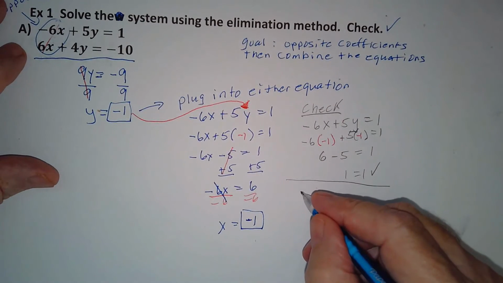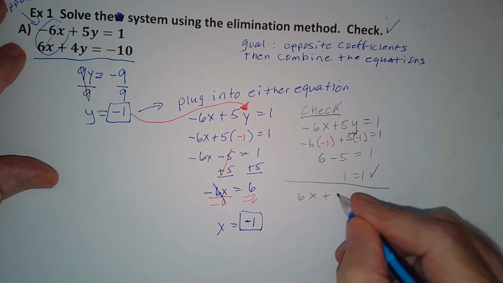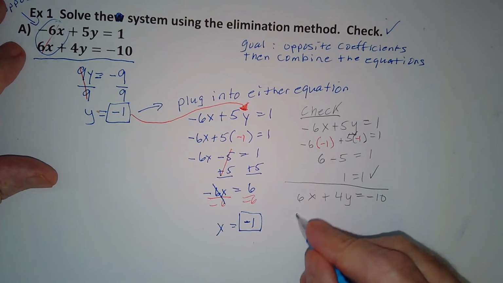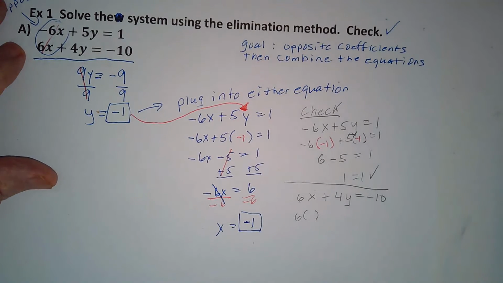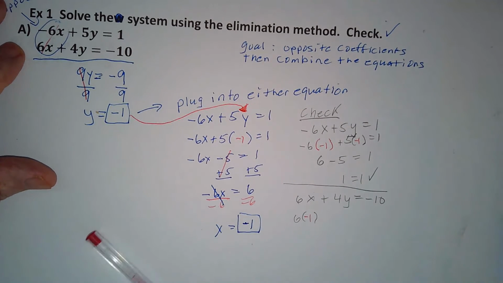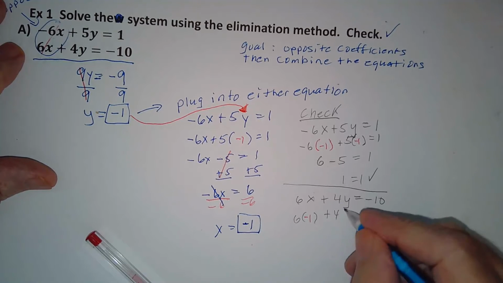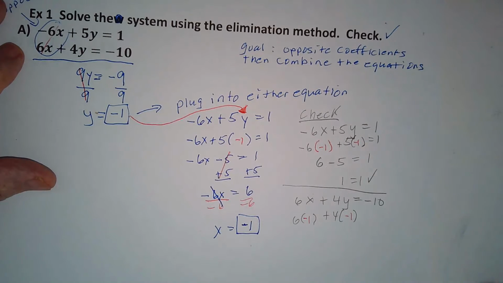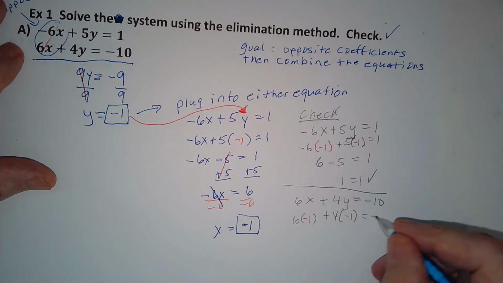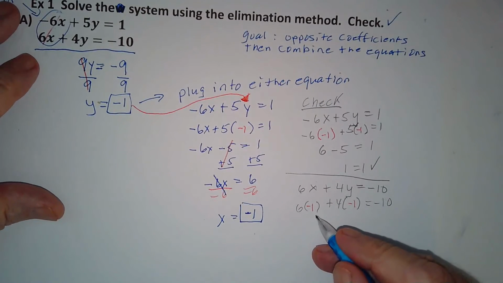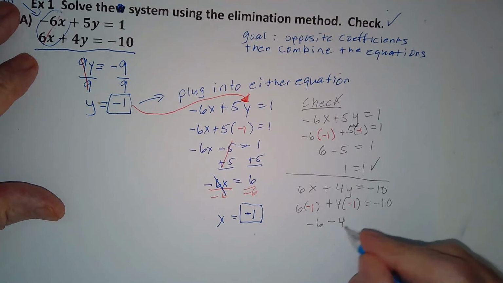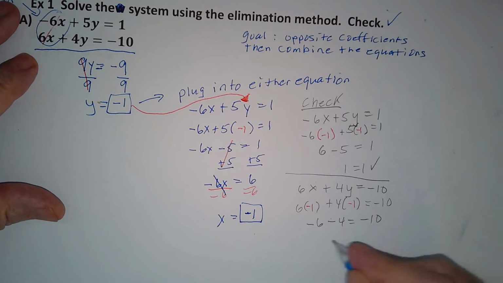Second equation is 6x plus 4y equals negative 10. And again, you're going to plug in negative 1 for the x and negative 1 for the y. And that equals negative 10 again, we hope. So 6 times negative 1 is negative 6. 4 times negative 1 is negative 4. And indeed, negative 6 and negative 4 equals negative 10.